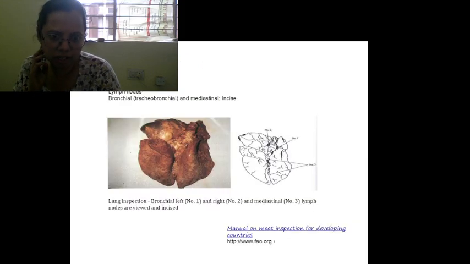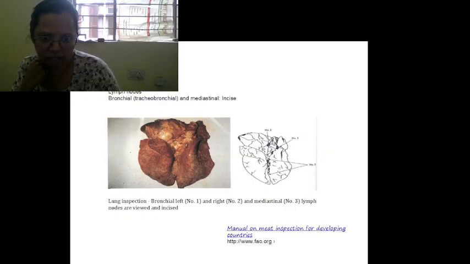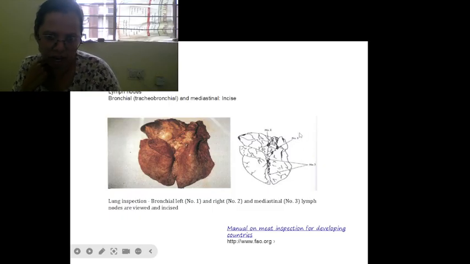Lymph nodes of the lungs: bronchial and mediastinal. On number 1 you can see the bronchial, and the mediastinal is number 3. This is the mediastinal and these two are bronchial. Number 1 and number 2 are bronchial and number 3 is mediastinal.